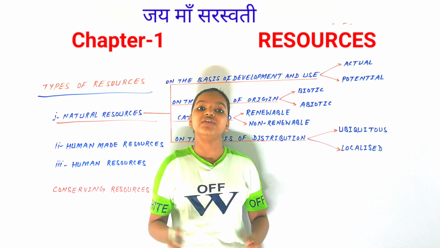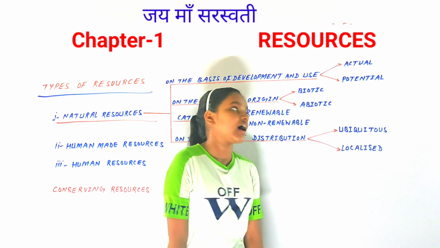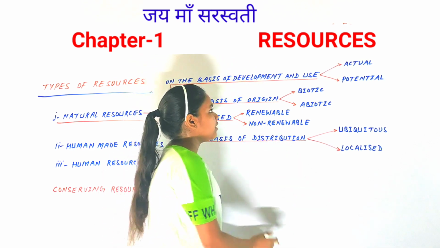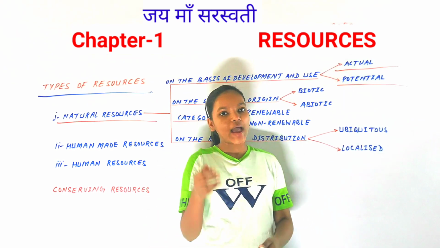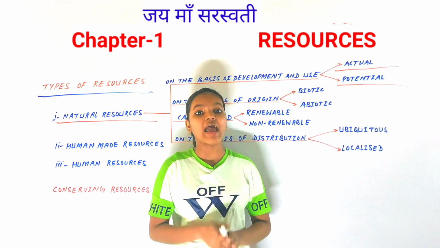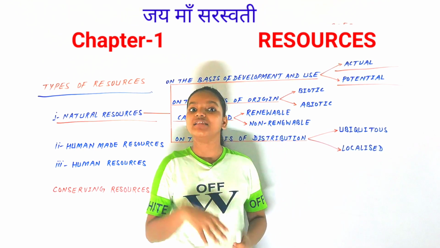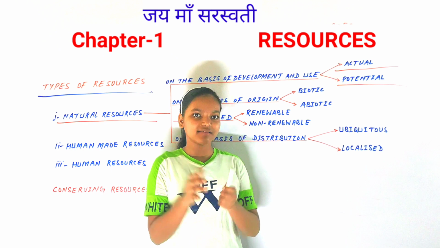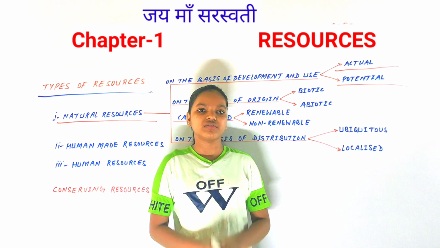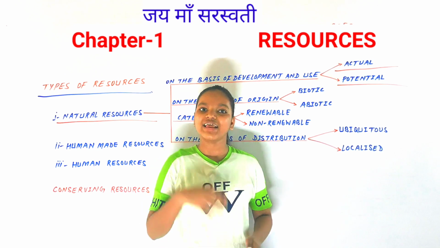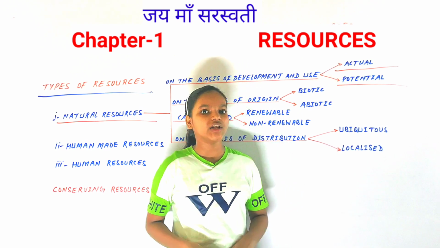And even in natural resources, there are some basic classifications on the basis of their development and use. They can be classified into actual resources and potential resources. Actual resources are those that are actually present and whose quantity is known. For example, the rich deposits of coal in the Ruhr region in Germany are an example of actual resources, a classification under natural resources. There are many other examples, like iron ore.